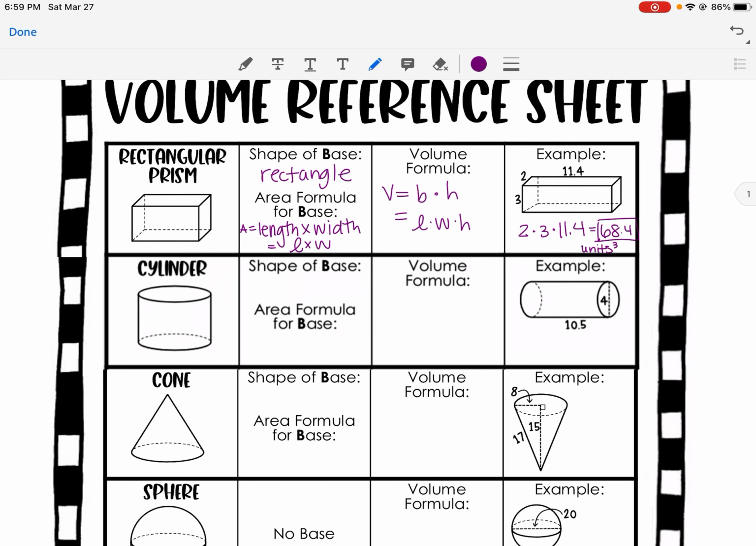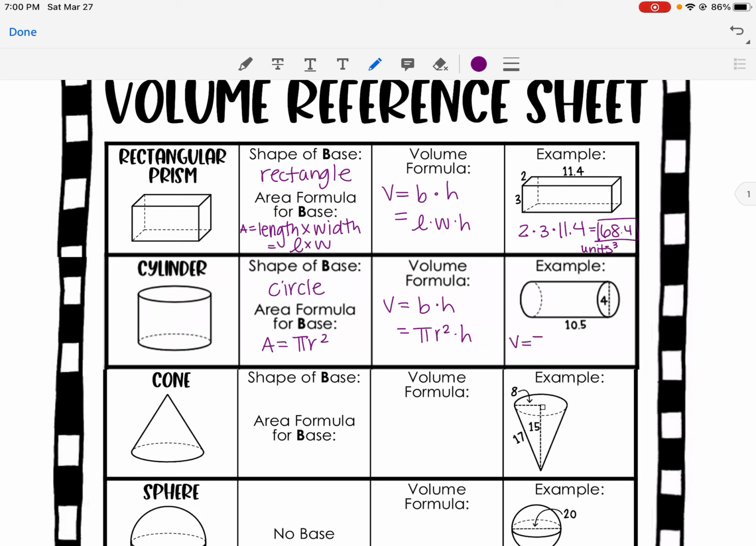Okay, as we look at a cylinder, the base has a shape of a circle. So the area formula for the base, the area of a circle, is pi r squared. So your volume is the area of the base times your height, which ends up being pi r squared times h. In this case, you're going to have to be a little careful.